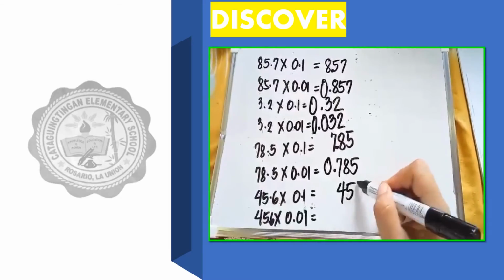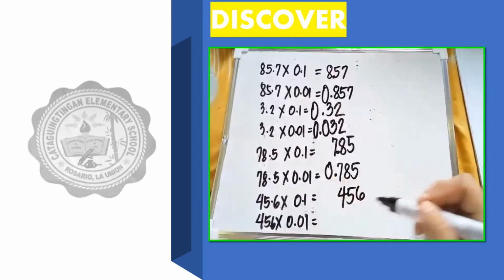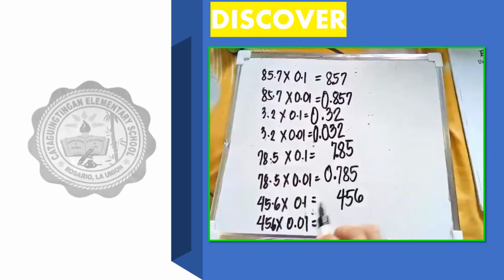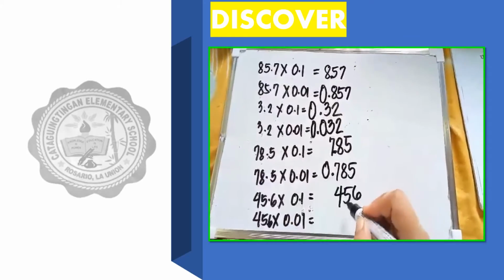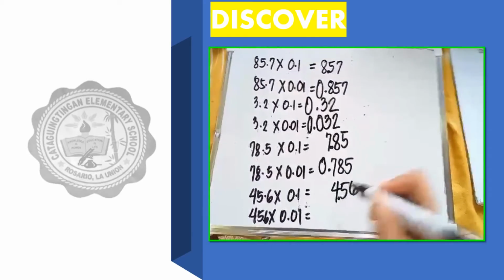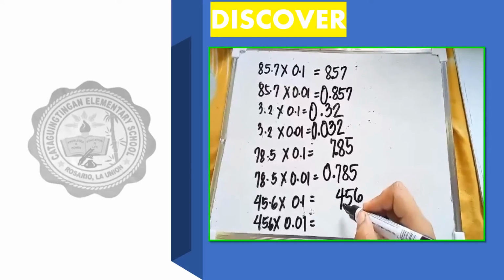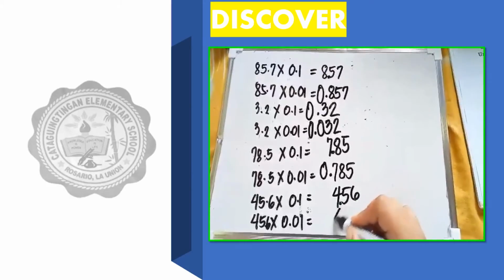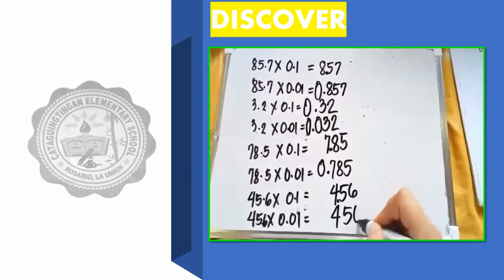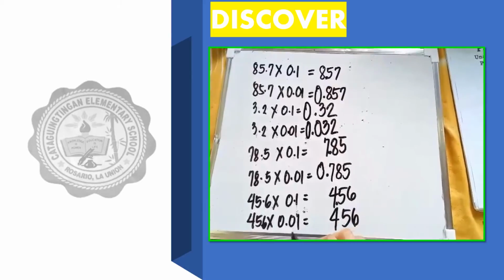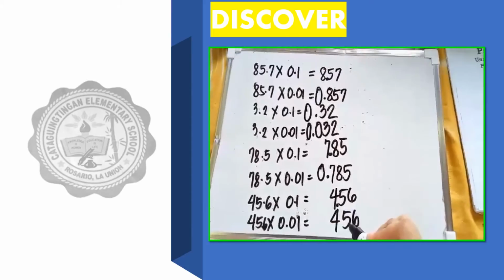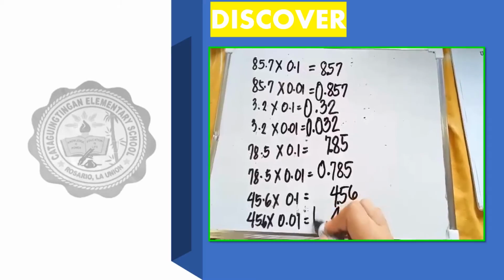Okay, another. 456, because it is like you just multiply by 1. Then, let us count the decimal places. 1, 2. So, 1, 2. There is the decimal point. Next, 456 again. Let us count the decimal places. 1, 2, 3. So, 1, 2, 3. There is the decimal point. We will add 0.